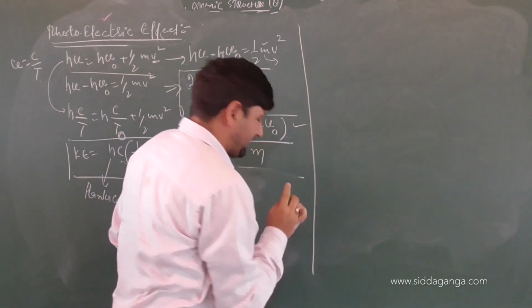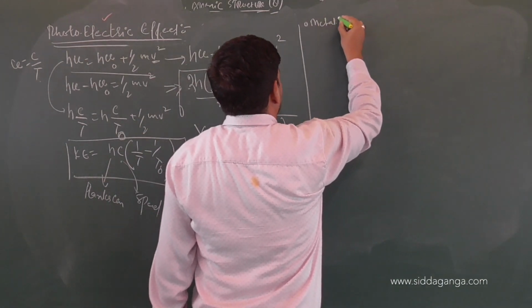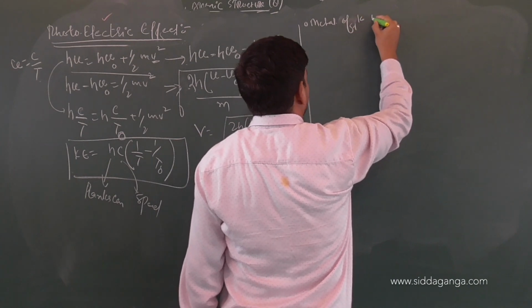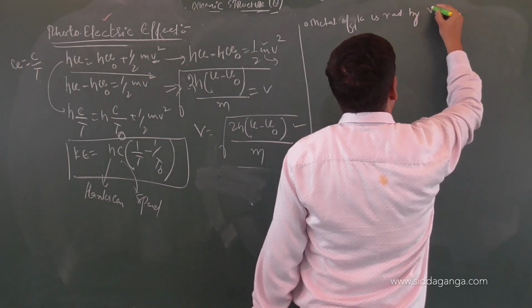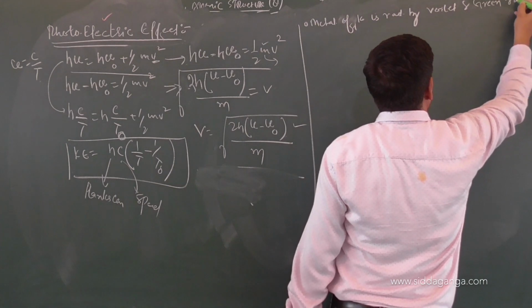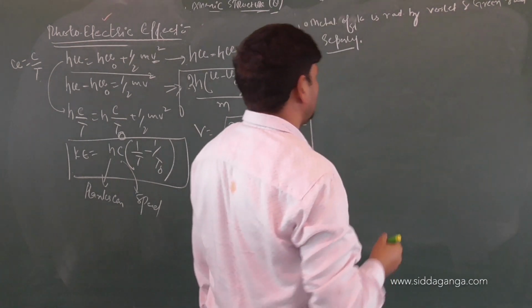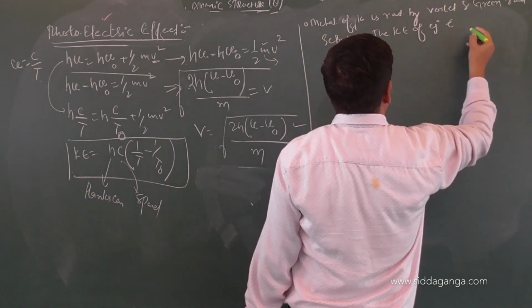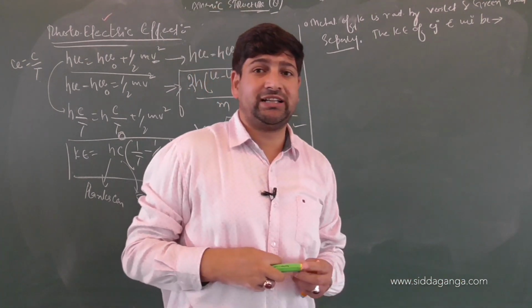Now one question with respect to photoelectric effect we can solve. A metal surface of potassium is irradiated by violet and green radiations separately. The kinetic energy of the ejected electron will be?